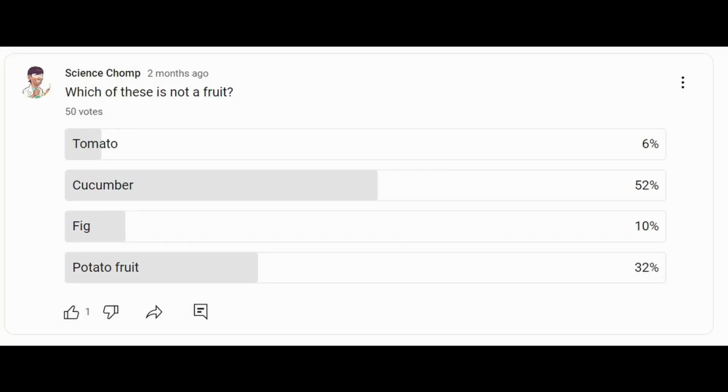Today we're going to be looking at the community question which says, which of these is not a fruit? And as you can see from your screen, 6% of you said tomato, cucumber got 52%, fig got 10%, and potato fruit got 32%. Now of course, this isn't a straightforward question. Generally on this channel I put little tricks and weird things in the community question. This is no exception. So first of all, we have to ask ourselves what a fruit is.